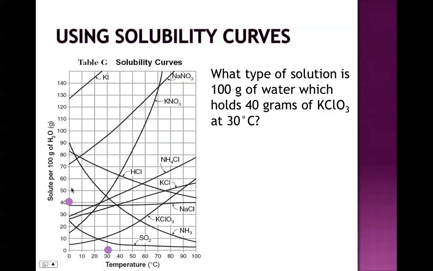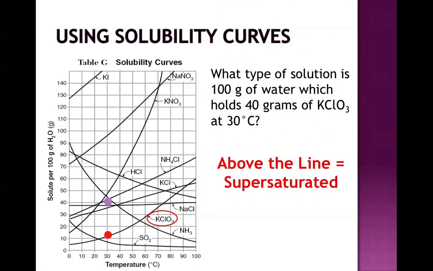All right, so what type of solution is 100 grams of water, which holds 40 grams of KClO3 at 30 degrees Celsius? So I want to see where these 2 points are going to meet on the graph. So I have 40 grams of KClO3 at 30 degrees Celsius. I'm going to see where they meet. Okay, and then I'm going to compare that to the line for KClO3. KClO3 is this line right here, where my arrow is. Okay, where the red dot is. Because my point, the purple original dot, is above the line, that means that I have a supersaturated solution.